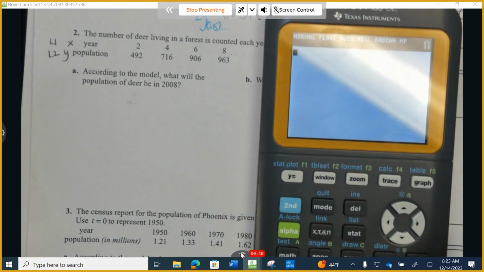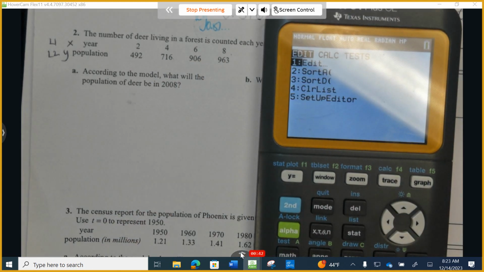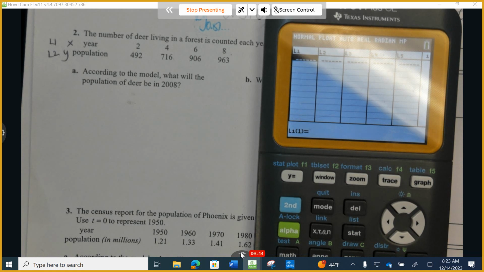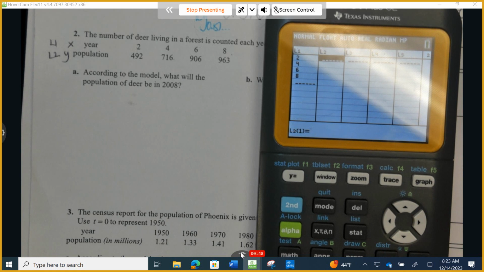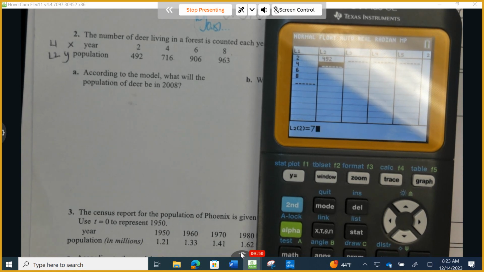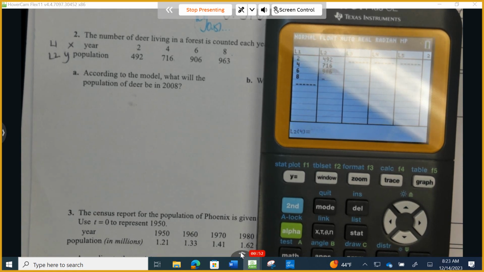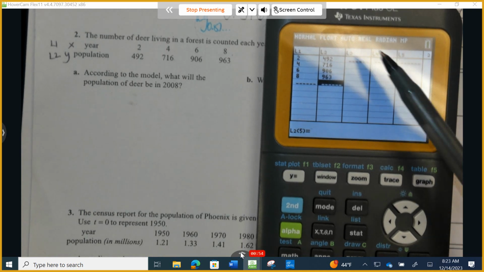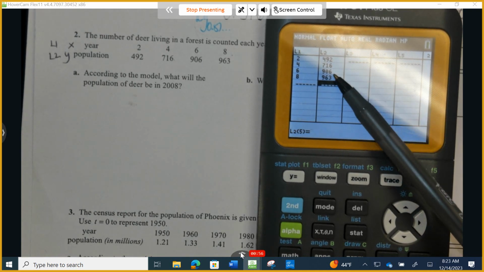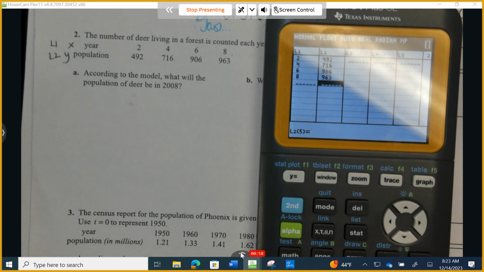Let's go up right now. Let's go to Stat, go to Edit, and I'm going to plug in the information. 2, 4, 6, and 8. Going back here. And when I previously did this problem, I messed up in plugging in my number. So I'm going to go back as I'm trying to go through this quickly and make sure I did plug it in correctly.